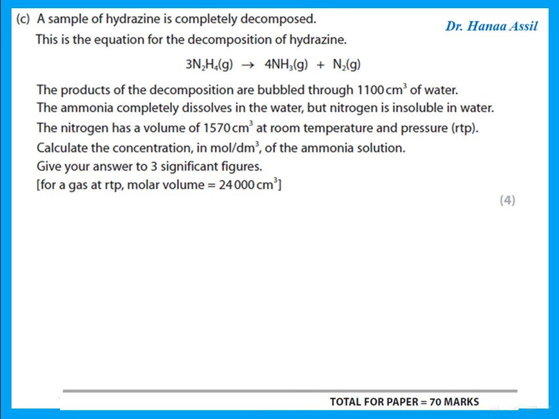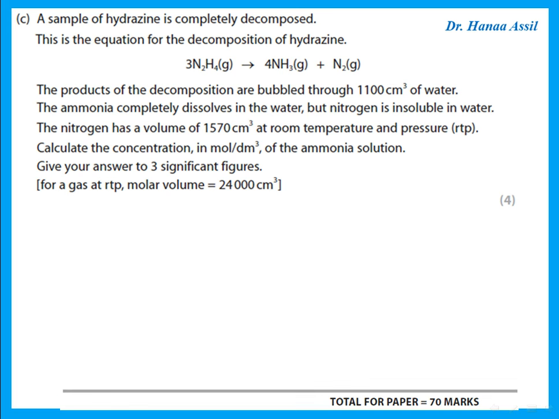A sample of hydrazine is completely decomposed. This is the equation for the decomposition. The products of the decomposition are bubbled through 1,100 centimeter cubed of water. The ammonia completely dissolves. So ammonia forms ammonia solution. But nitrogen is insoluble. The nitrogen that is left has a volume of 1,570 centimeter cubed. Calculate the concentration of the ammonia solution.